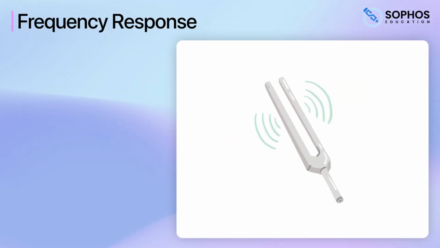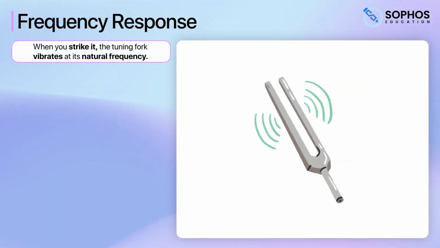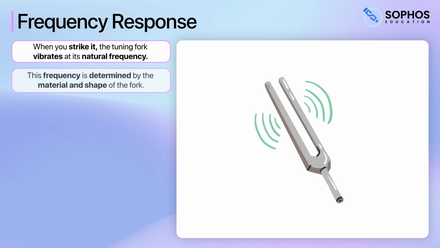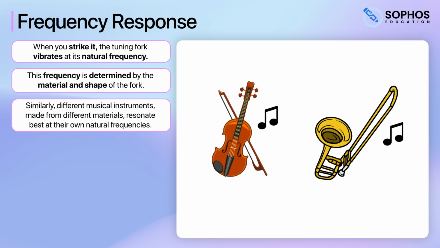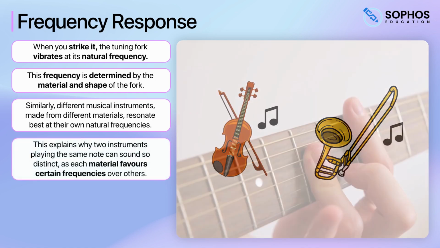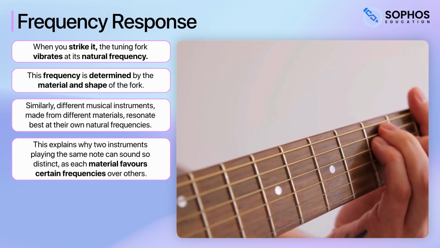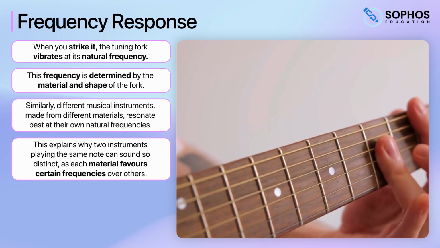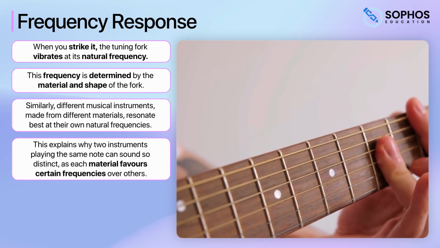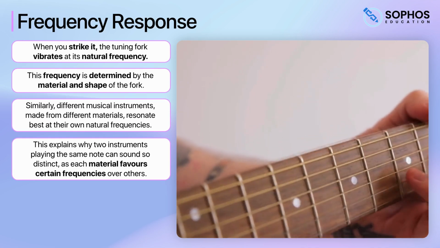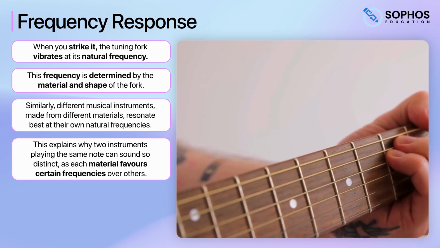Let's tie this to a tuning fork. When you strike it, the tuning fork vibrates at its natural frequency. This frequency is determined by the material and shape of the fork, making it transmit sound waves most efficiently at that specific frequency. Similarly, different musical instruments made from different materials resonate best at their own natural frequencies. This explains why two instruments playing the same note can sound so distinct, as each material favors certain frequencies over others. Understanding these concepts helps us better appreciate the complexity of sound and its interaction with different materials, enriching our knowledge of both physics and our everyday auditory experiences.